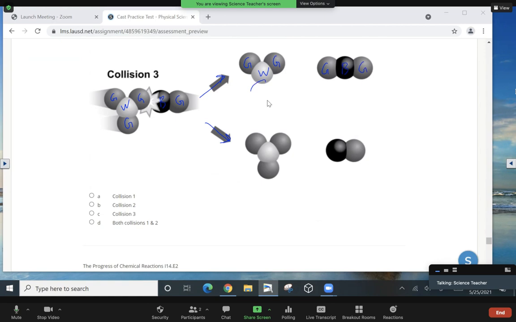Well, the reason why is this missing gray part is now moved here to form a new formation of product. So this is what we're looking at. So already here, this would be our answer. Letter C, collision 3.